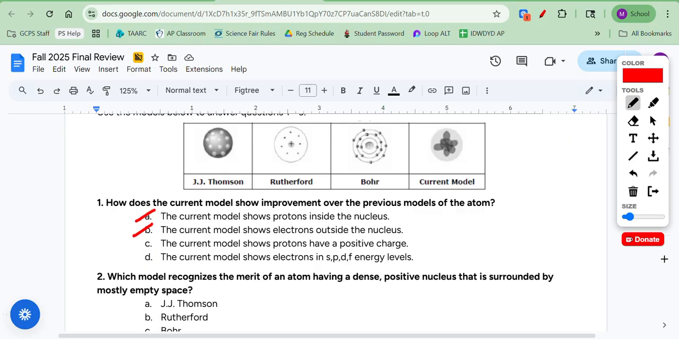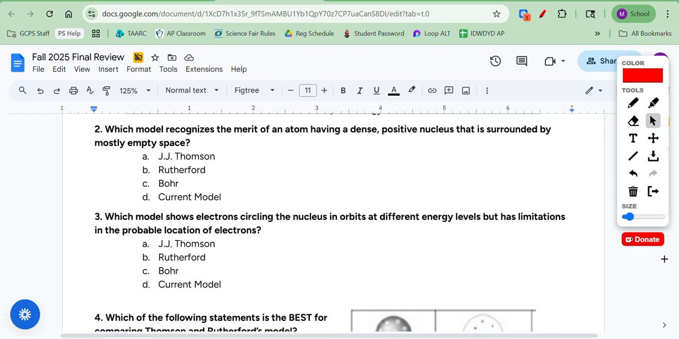The current model shows protons have a positive charge. Again, we're going to link that to Rutherford. He's the scientist that discovered the protons using the gold foil experiment, and he determined that they were positively charged with the alpha particles being able to bounce off of them. So the correct answer to this question is D. The current model shows electrons in s, p, d, f energy levels, and those are the letters for the regions where you are most likely to find an electron in a cloud.